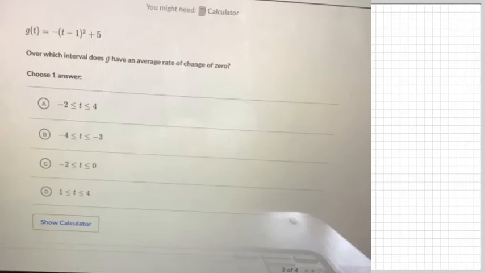This question is asking the average rate of change question in a backwards manner. You see they're giving you the function and then they say which interval right here would give you an average rate of change of 0. Now there's two ways really to do this.